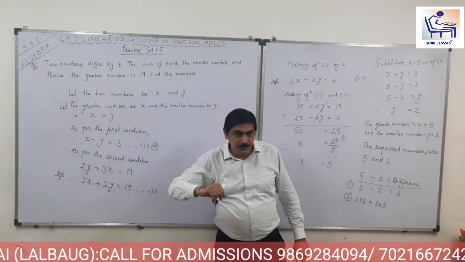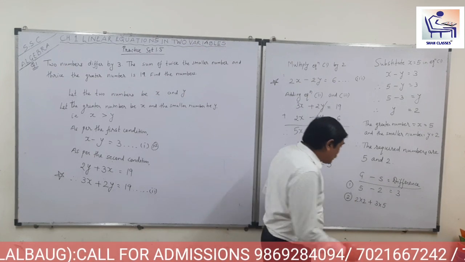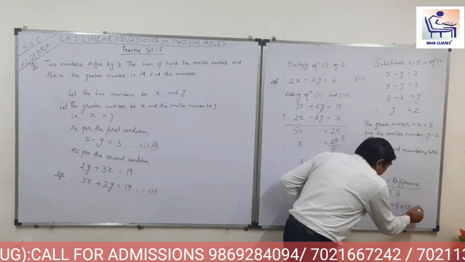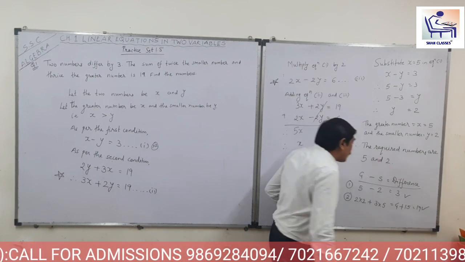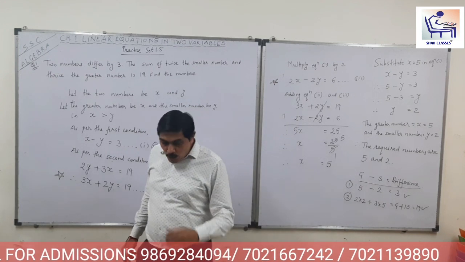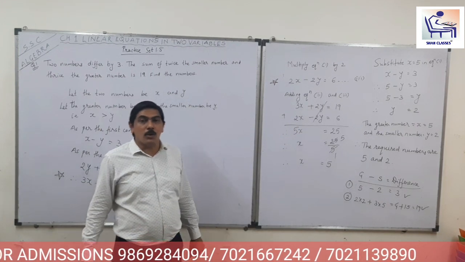है या नहीं. So 2 2s are 4, yes, plus 3 5s are 15, we got 19. दोनों कंडीशन सेटिस्फाई, इसका मतलब हमारा आंसर 100% करेक्ट है. So in this way you can check in your exam also.